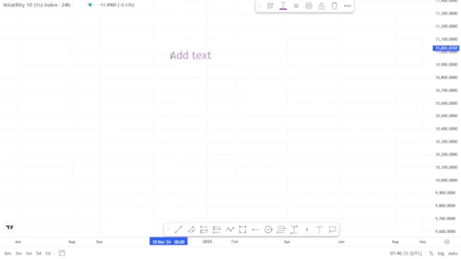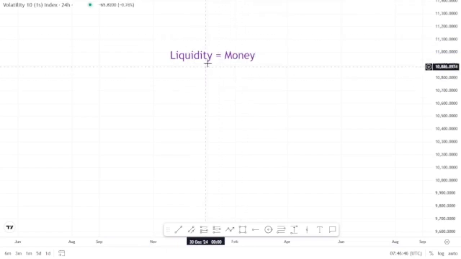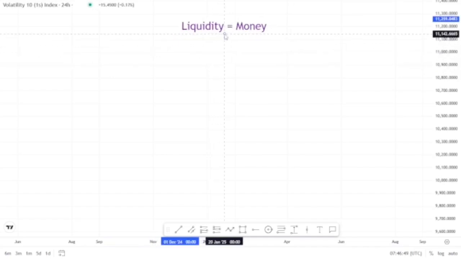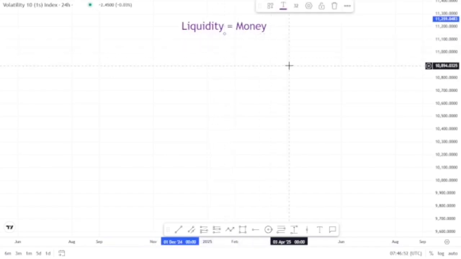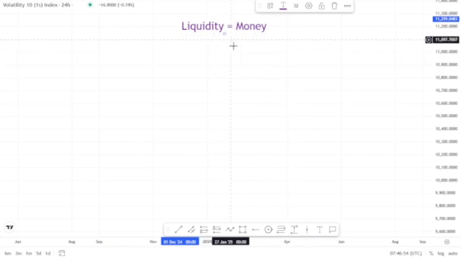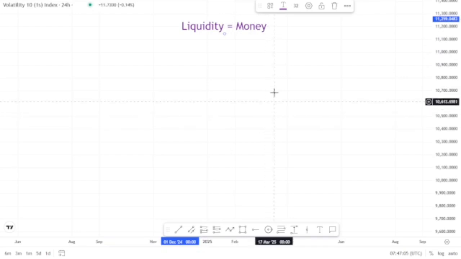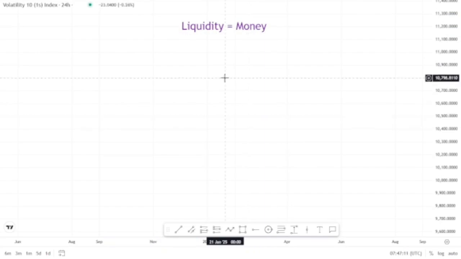In my own simplest definition, I would say liquidity is money. Liquidity is just money. Liquidity is equal to money. Why did I say liquidity is money? It's because it is what drives the market. So liquidity is just like a fuel that moves the market. It is what the market needs to make all of those movements that you are seeing on the chart. It is liquidity and it is money. So there needs to be enough money to move the market.